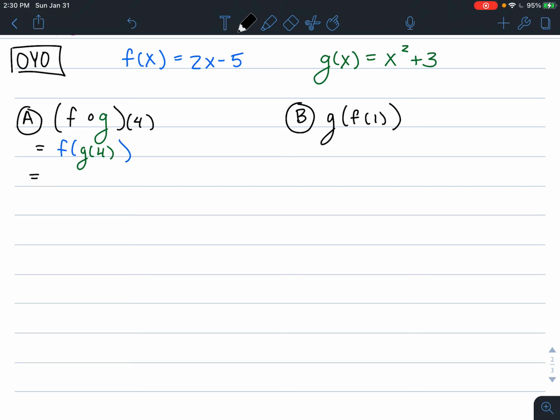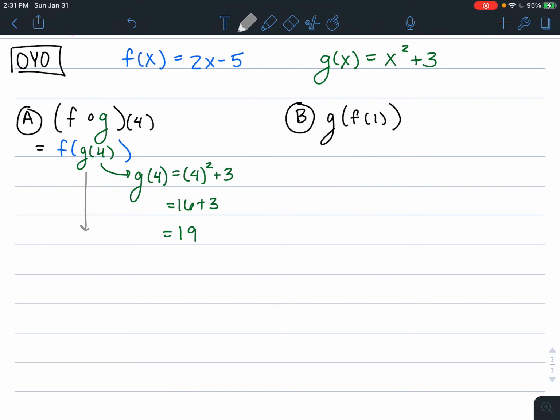Okay, so the first thing I need to find is, I'm going to go off to the side and solve my inside. So I have to do this first. So g of 4 is equal to 4 squared plus 3. So that's 16 plus 3, so that's equal to 19.